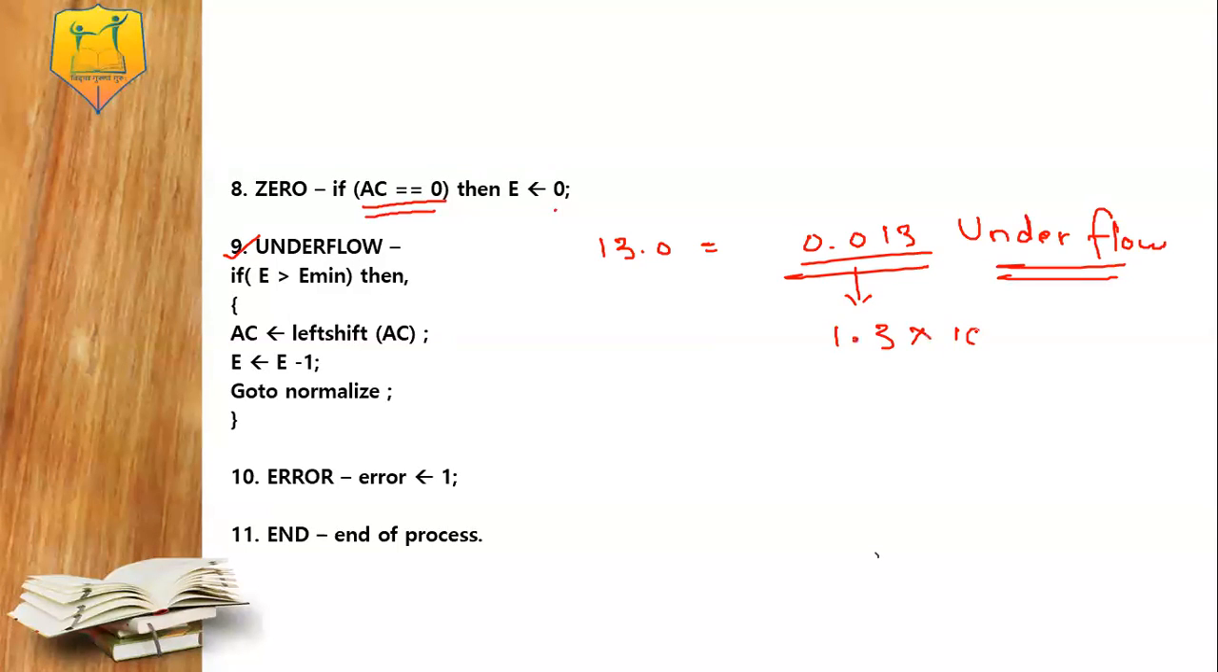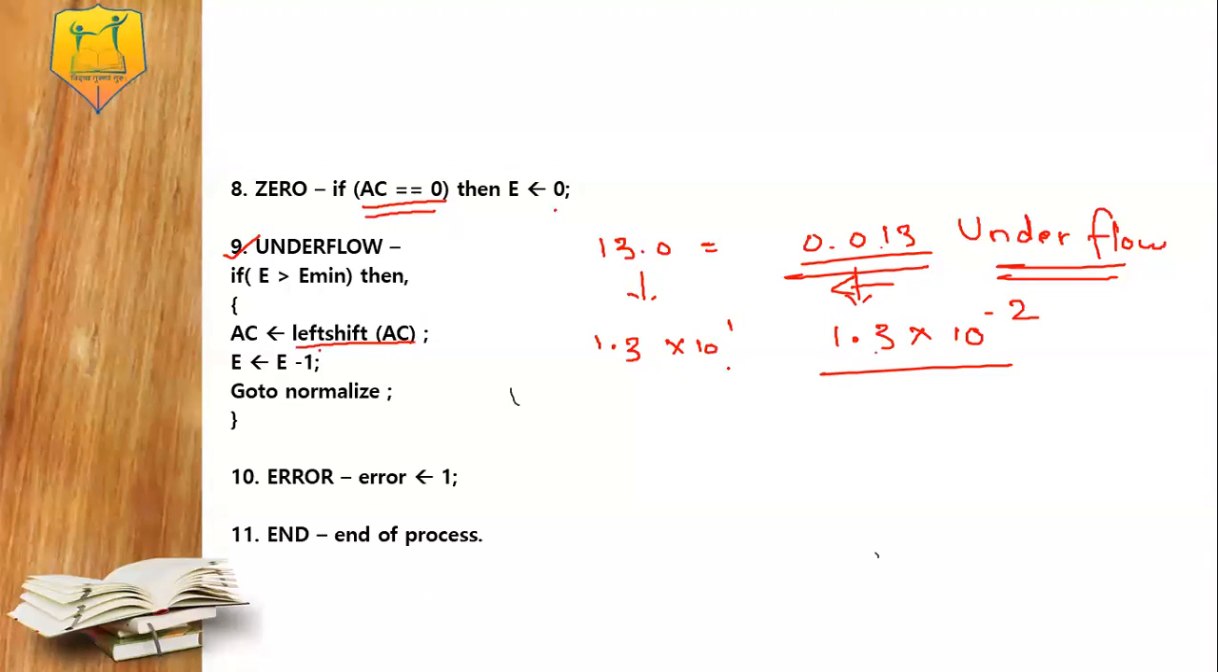1.3 into 10 raised to minus 2 karungi. Am I right? This is the normalized jo humne dekha tha. Okay. It means what? Maine kya kiya? यहाँ पे मैंने क्या किया गाइस, लेफ्ट शिफ्ट किया. Understood? Overflow में क्या हो रहा था, यहाँ पे हम लोग क्या कर रहे थे, 1.3 into 10 raise to 1 कर रहे थे. It means what? यहाँ पे 3 को right में ढकेल दिया, यहाँ पे 1 को हम लोगों ने left में ढकेल दिया, तो इसीलिए इसको बोलते हैं left shift. Understood?